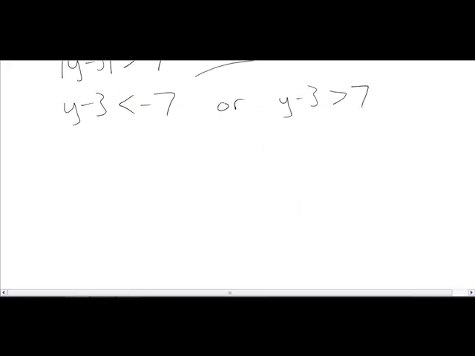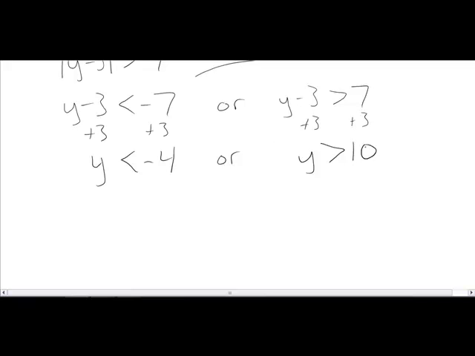It's pretty straightforward to solve. I'm just going to add 3 to both sides. And that's going to give me y is less than negative 4. Or, if I add 3 over here, y is greater than 10.